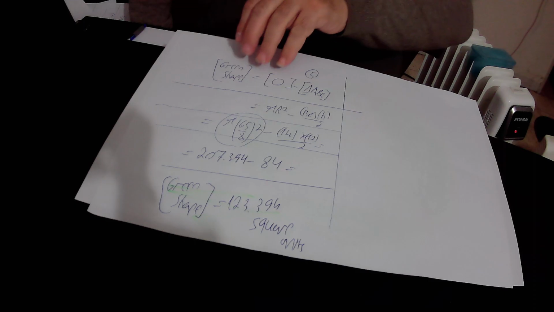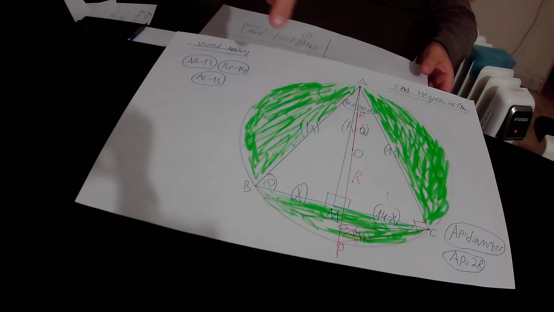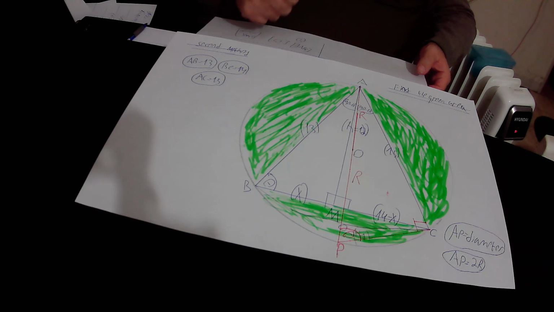That is actually equal to 123.394 square units. In conclusion, we found that in both methods, the area of this green shape equals 123.394 square units.